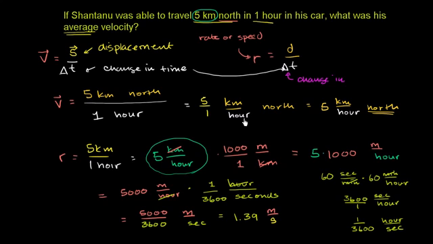So Shantanu was traveling quite slow in his car. Well, we knew that just by looking at this. 5 kilometers per hour, that's pretty much just letting the car roll pretty slowly.